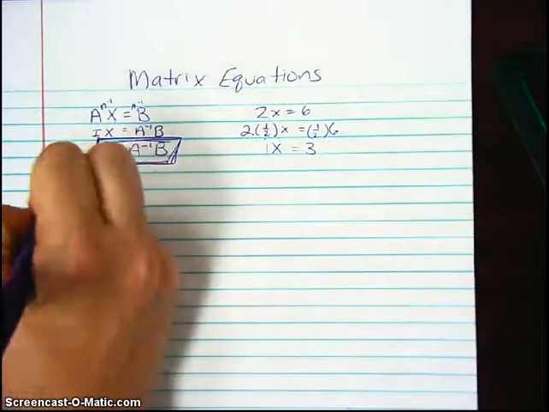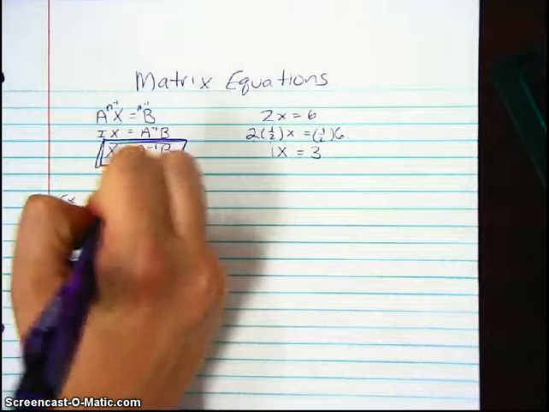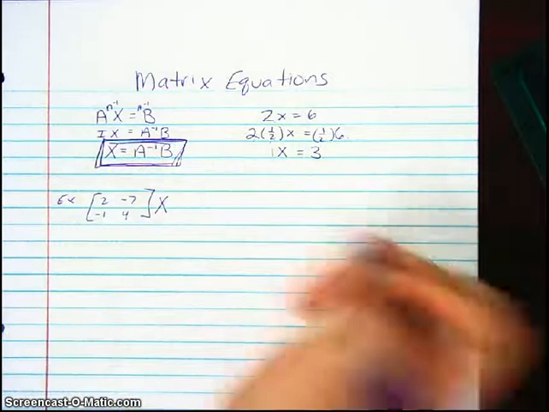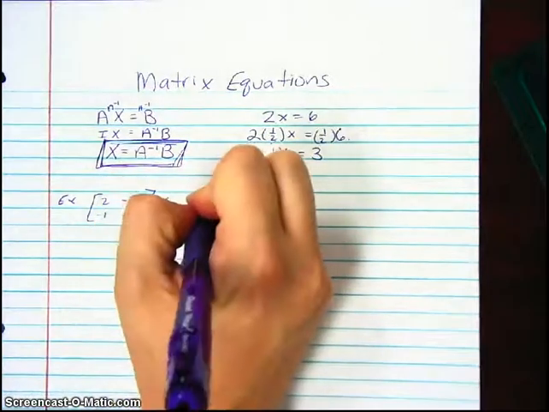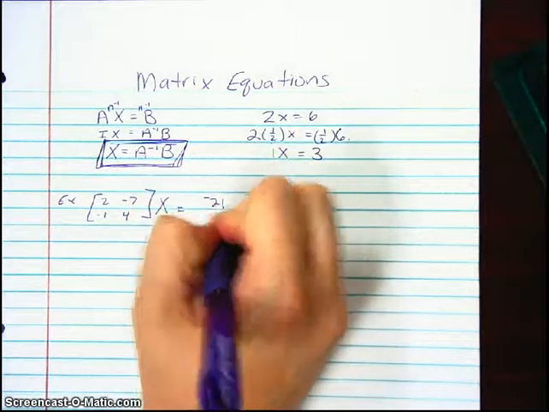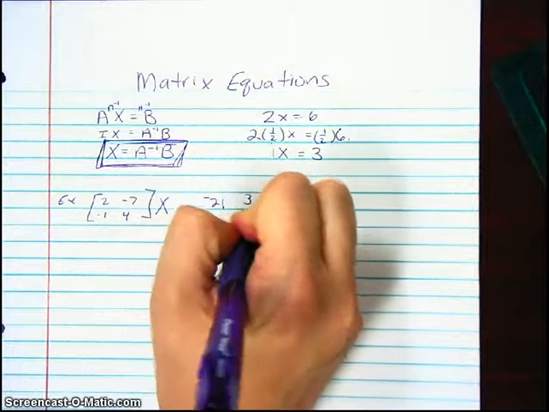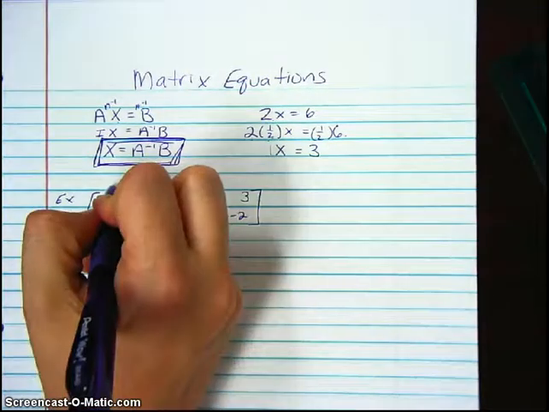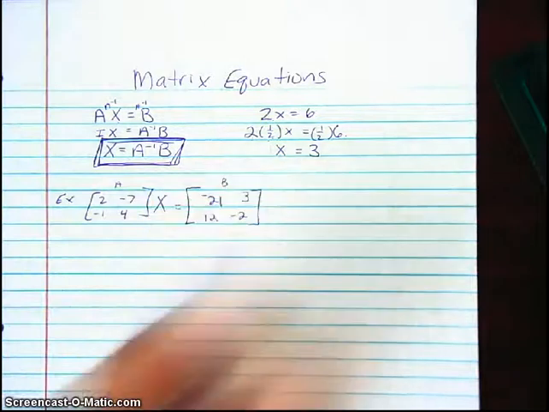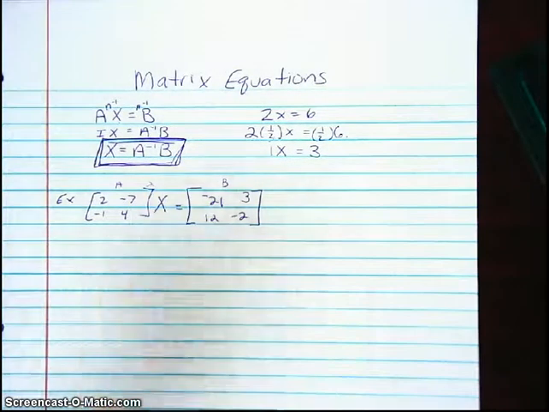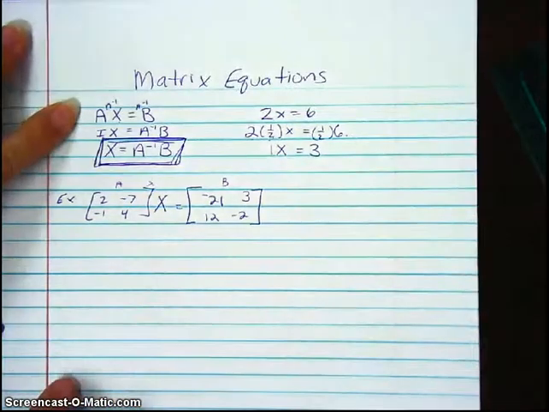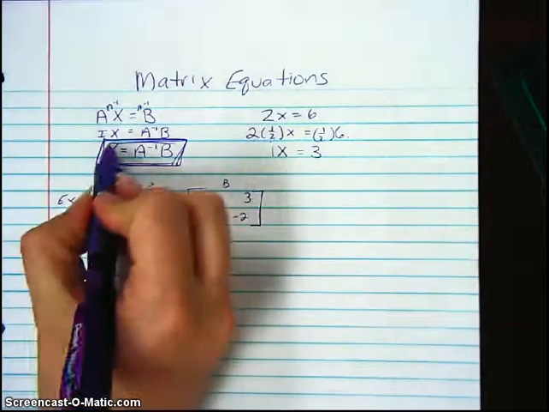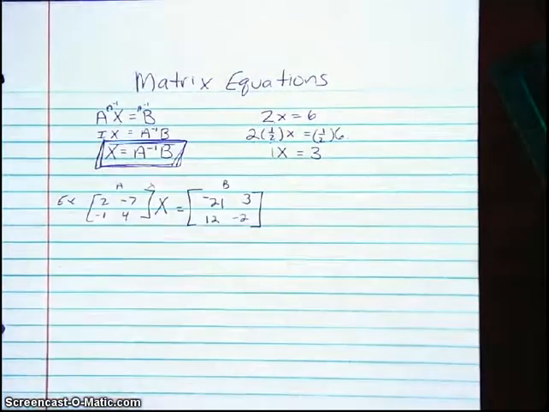So for example, if I have the matrix 2, -7, -1, 4 times matrix X equals -21, 3, 12, -2, and I want to solve this for matrix X. Here's my matrix A. Here's my matrix B. So we've got A times X equals B, starting exactly where we are up here. We're going to have to multiply both sides by the inverse of A. So we know from this that X is going to be equal to A inverse B.